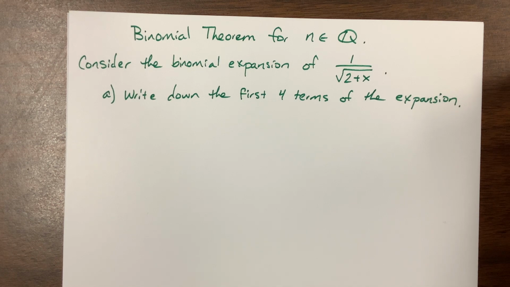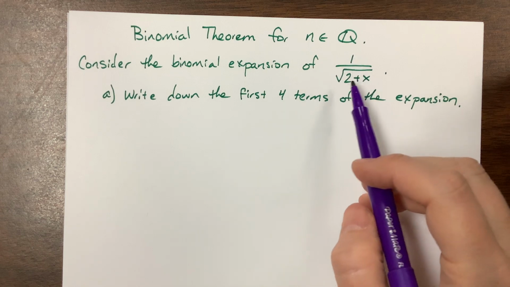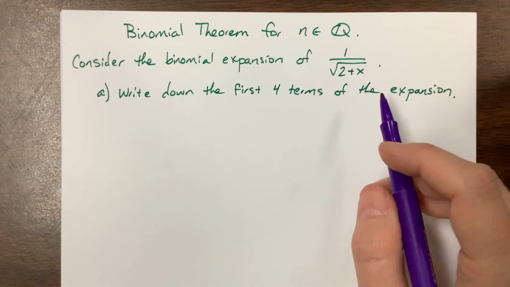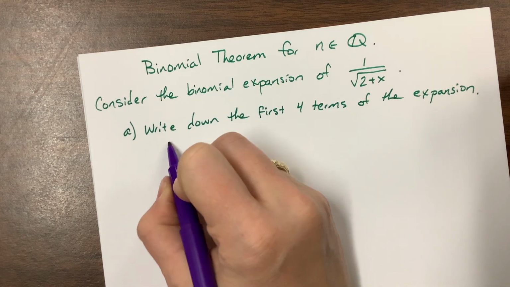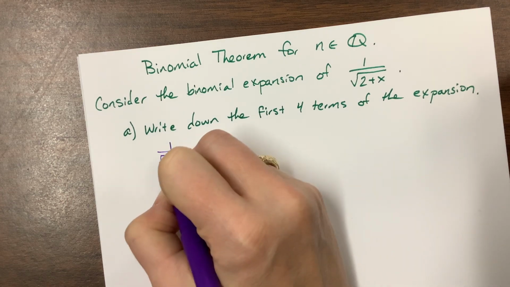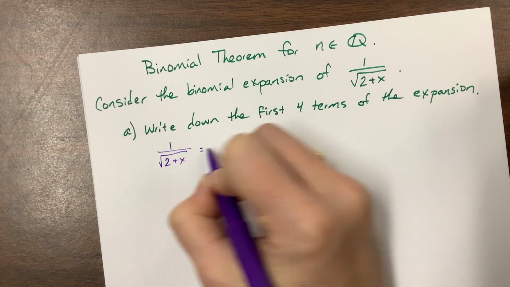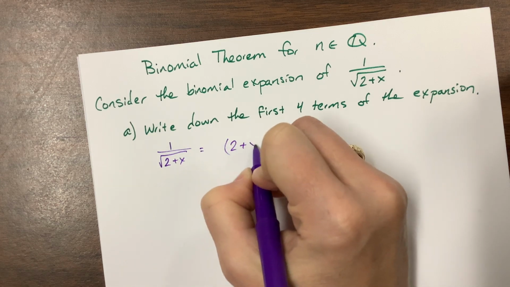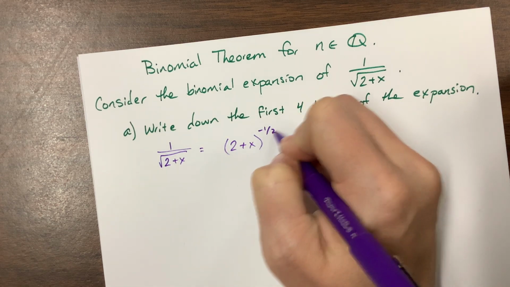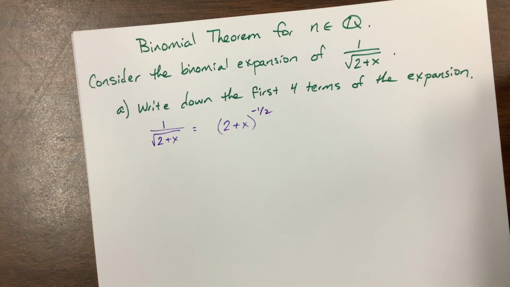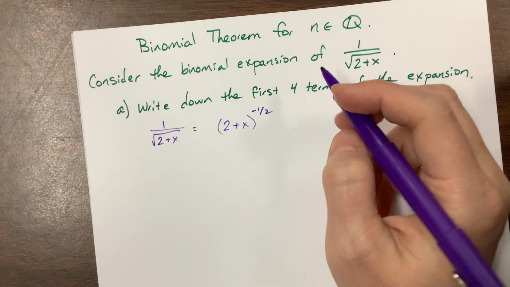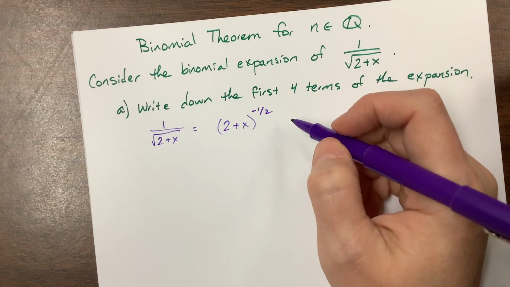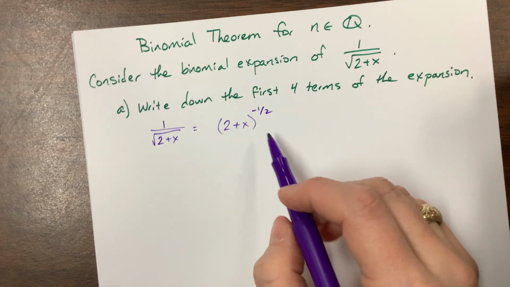So they're asking you to consider the binomial expansion of 1 over the square root of 2 plus x. And they want the first 4 terms. So the first thing we want to do is recognize that 1 over root 2 plus x is equal to 2 plus x raised to the negative 1/2 power. Okay, so now we know that our n value is a rational number, but it's not an integer, so it's a little harder to work with.